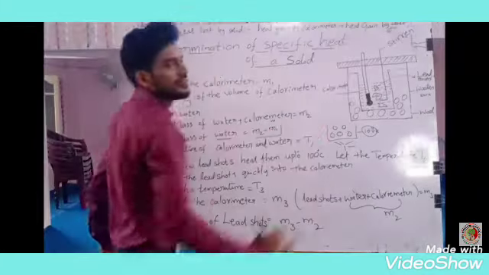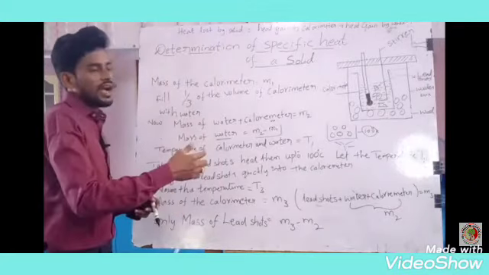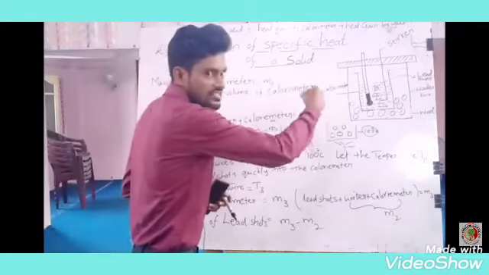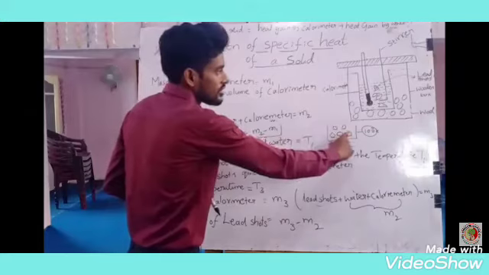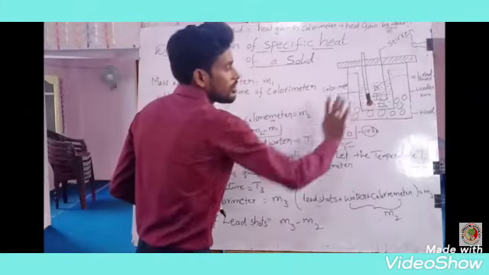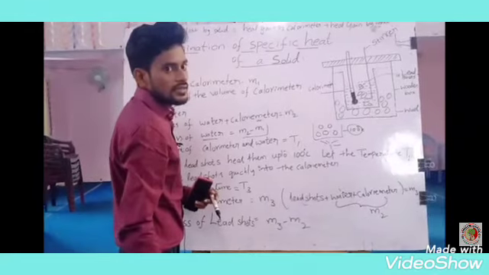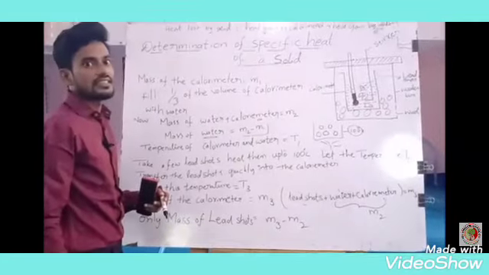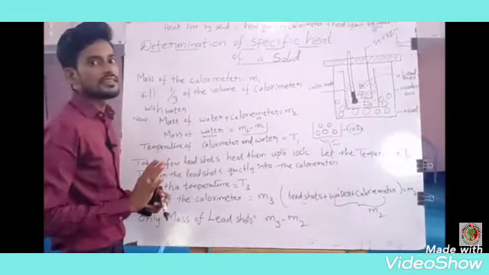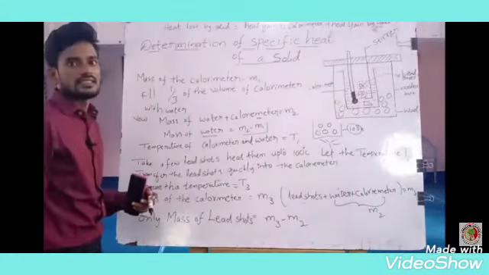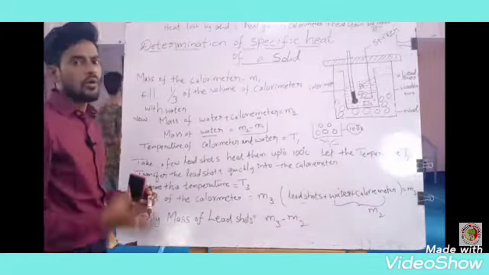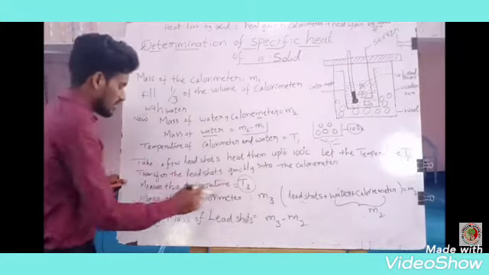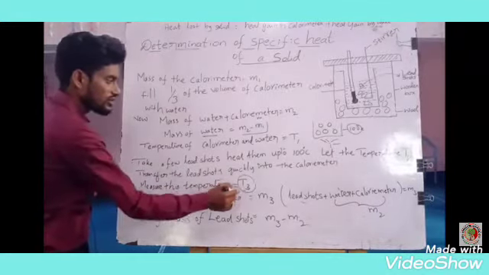T3, mixture temperature. You know well, after transferring this copper vessel to the calorimeter, where lead shots have 100 degrees centigrade, they definitely lose heat to the water. Water is at normal temperature, lower temperature. See, after heat loss to the water, the final temperature of the mixture equal to T3.